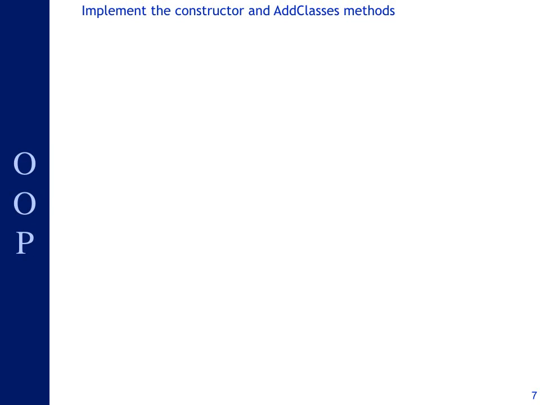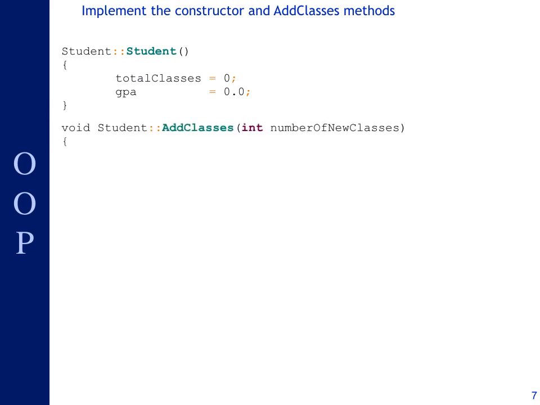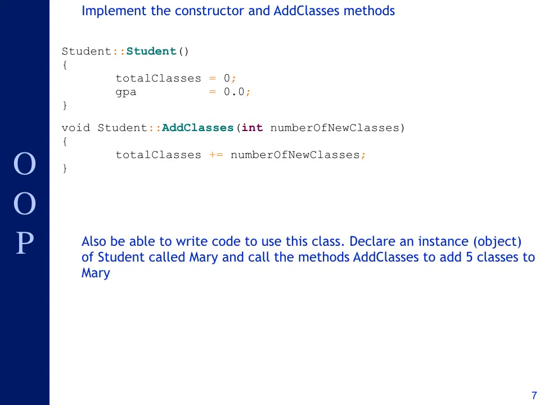So now we're going to implement the constructor and add class methods for the student. So student, colon, student, that's our constructor. We're just going to initialize the two new attributes. Then add classes. We're going to take that parameter number of new classes and we're going to add it to the total class that's already there. So it's a very simple method here.